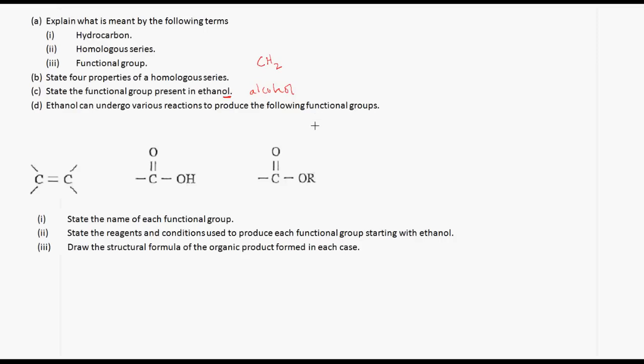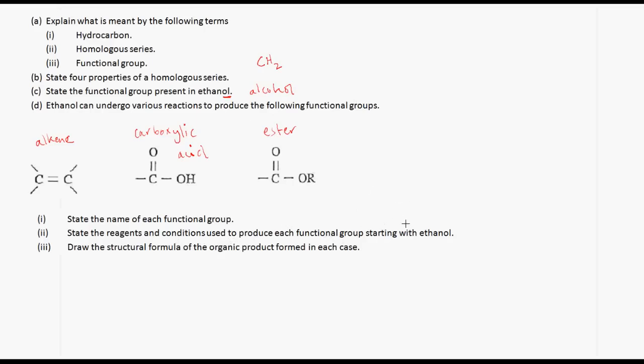Now the first part asks, state the name of each functional group. Now we see a carbon to carbon double bond, so we know this is an alkene. In this case, this functional group is a carboxylic acid. And this group here is the ester group. So the first part asks to state the functional groups present. So the first one we said was an alkene, the second one is a carboxylic acid, and the third one is an ester.